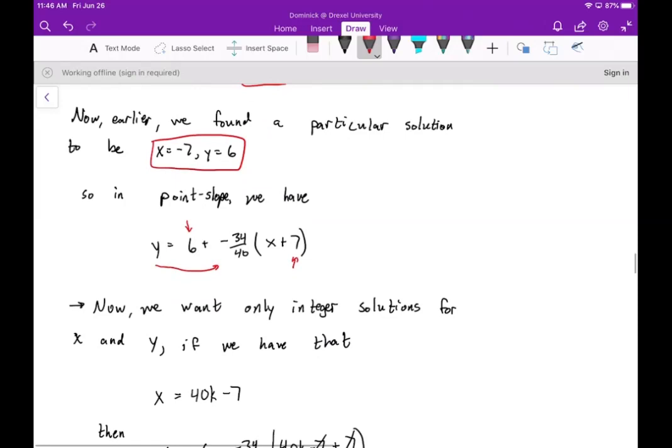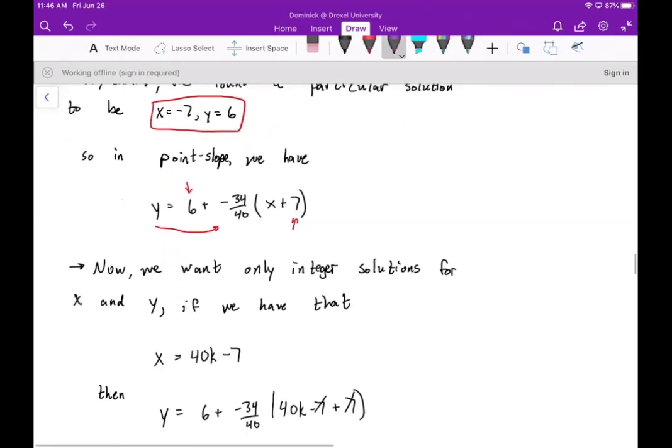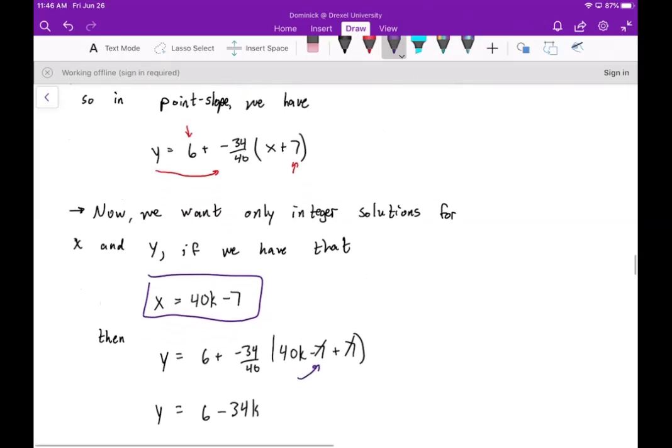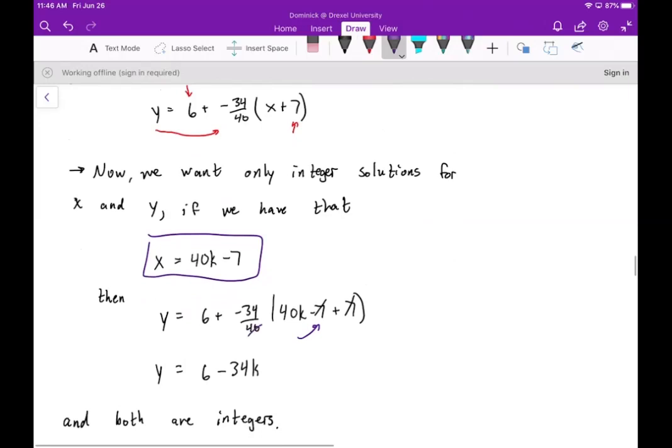Now, if we want only integer solutions for x and y, we need to force x to be 40 times some integer k minus 7, right? Because if we plug that in, the 7 and the negative 7 will cancel. And then in the next step, the 40s will cancel. And we'll get that y is equal to 6 minus 34k. And both of these would be integers.